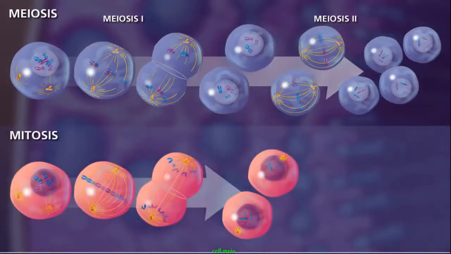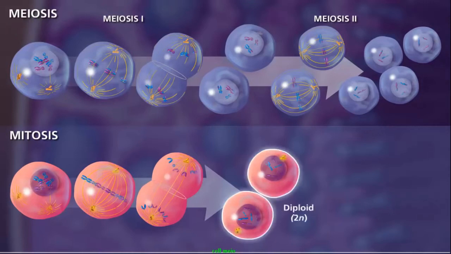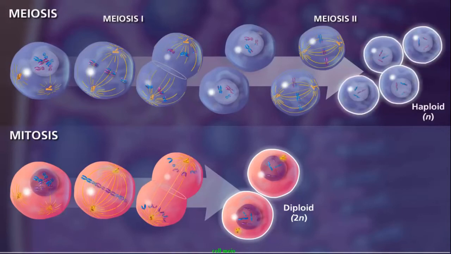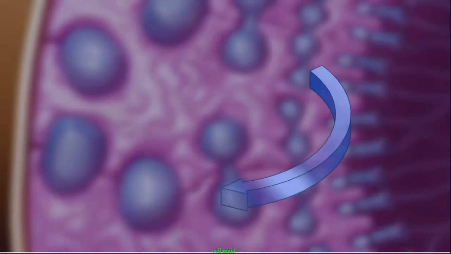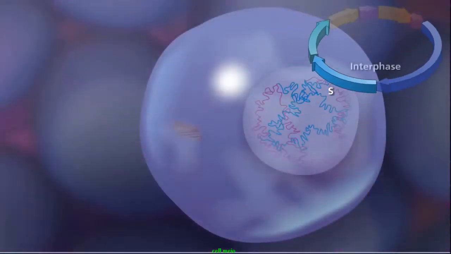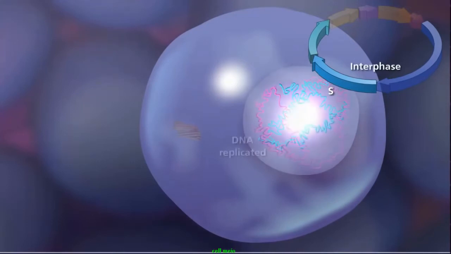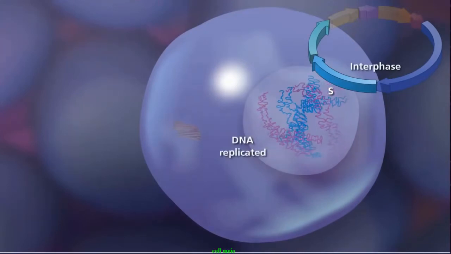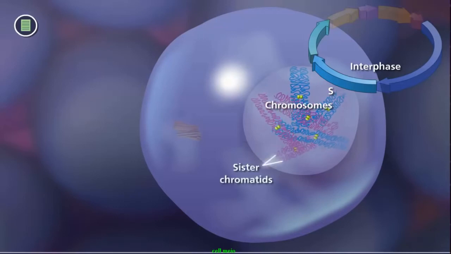Although the processes of mitosis and meiosis look similar, there are a few major differences. One obvious difference is that mitosis results in 2 diploid daughter cells, and meiosis results in 4 haploid cells. As in mitosis, meiosis begins after a cell has successfully completed the G1, S, and G2 stages of interphase. During the S phase of interphase, the DNA is replicated, producing 2 copies of each chromosome called sister chromatids.